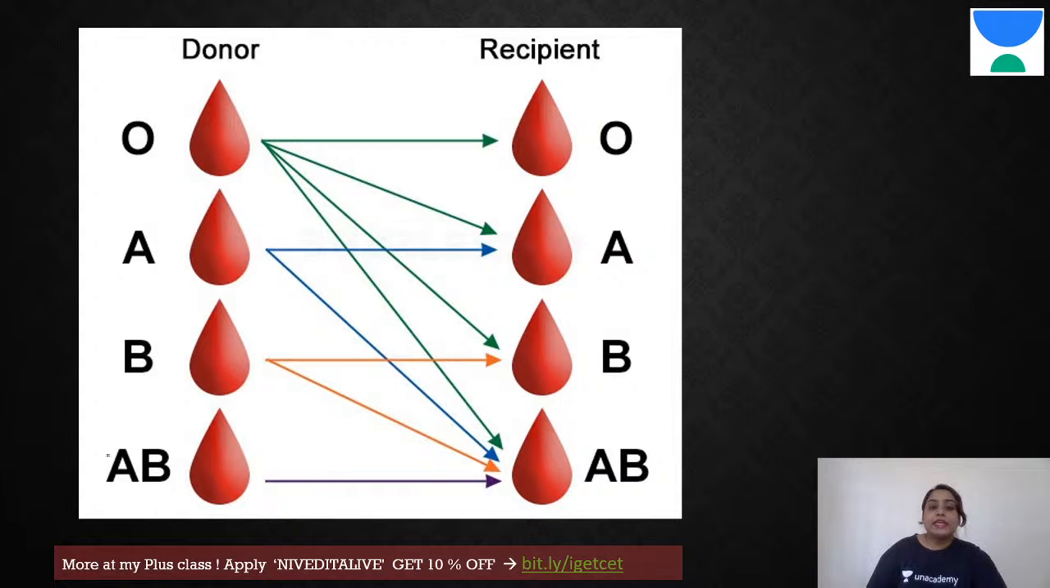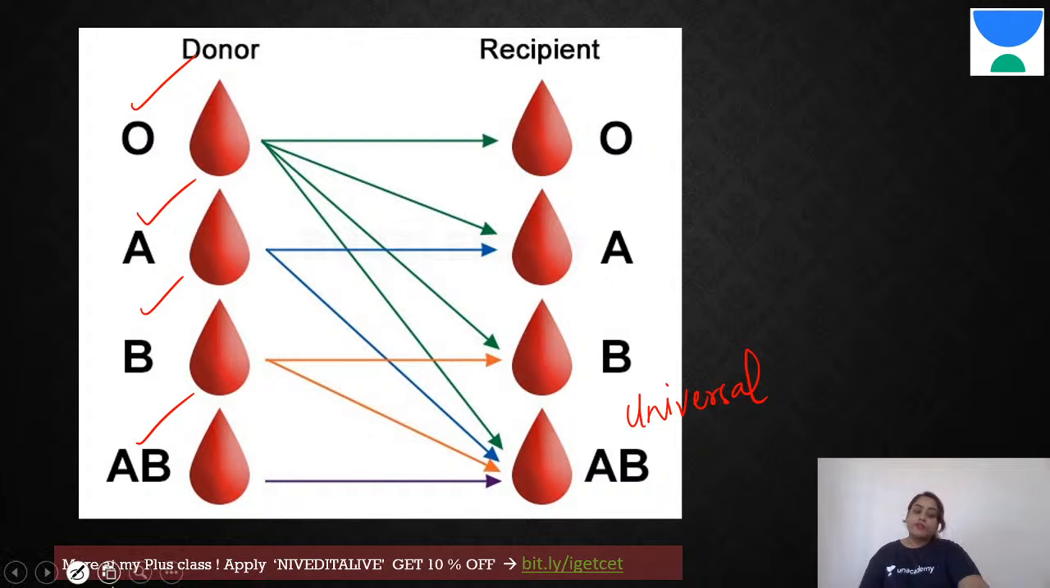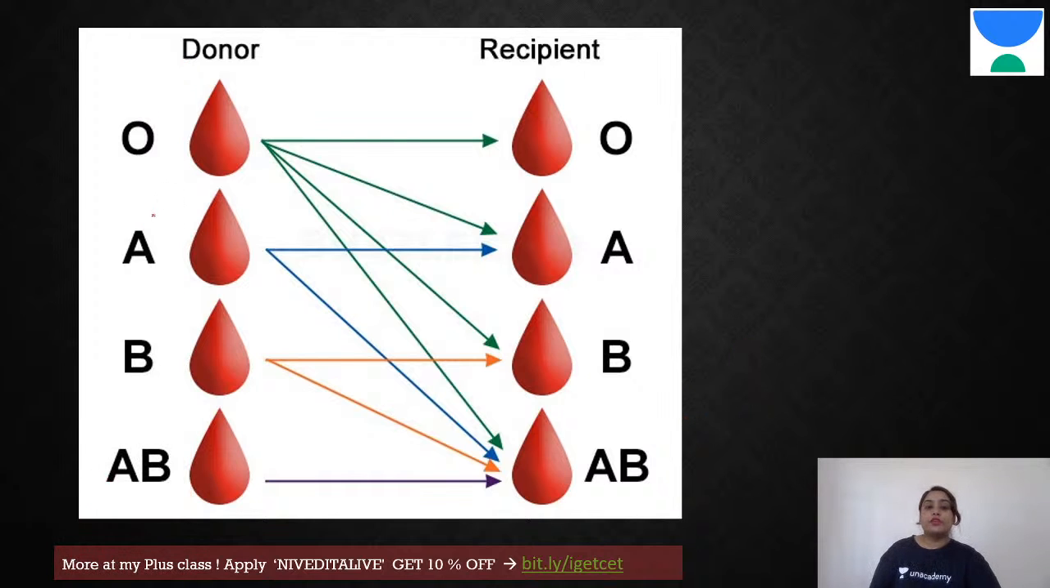Similarly, AB is the universal receiver or recipient, because it can take blood from O, it can take from A, B as well as AB. So it can take blood from anyone. A person who has AB blood group can take blood from any of these. So A should be able to give blood to A as well as to AB. Similarly, B should be able to give blood to B as well as AB. AB can give blood only to an AB person, cannot give it to any other recipient.